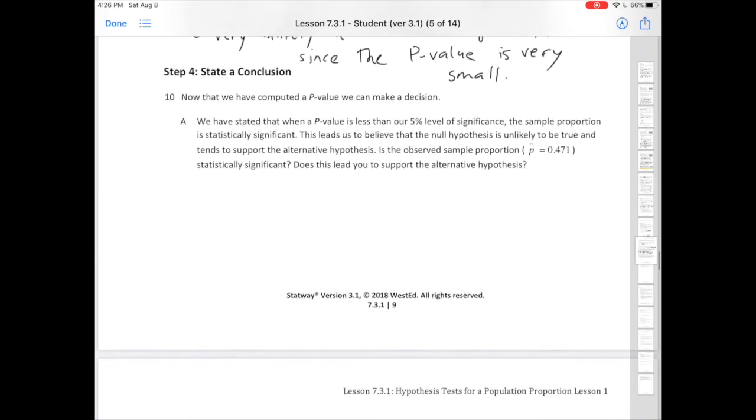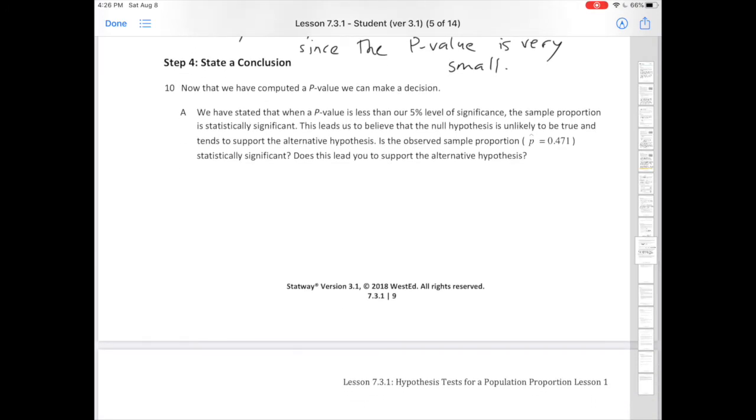So let's look at the next part. It says step 4, state a conclusion. Number 10, now that we have computed a p-value, we can make a decision. We have stated that when a p-value is less than our 5% level of significance, the sample proportion is statistically significant. This leads us to believe that the null hypothesis is unlikely to be true and tends to support the alternative hypothesis. So is the observed sample proportion statistically significant?